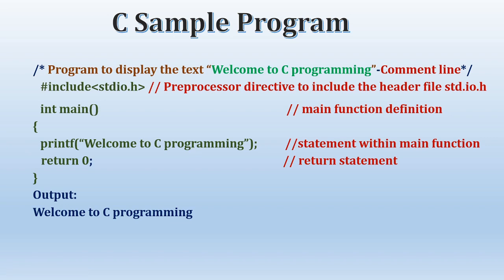After writing this, you have a return statement, return 0. Return is to return from main to your OS, and 0 specifies that you are returning without any error. Since you are returning an integer value, your return type is int, and in the output you will have the welcome to C programming statement.